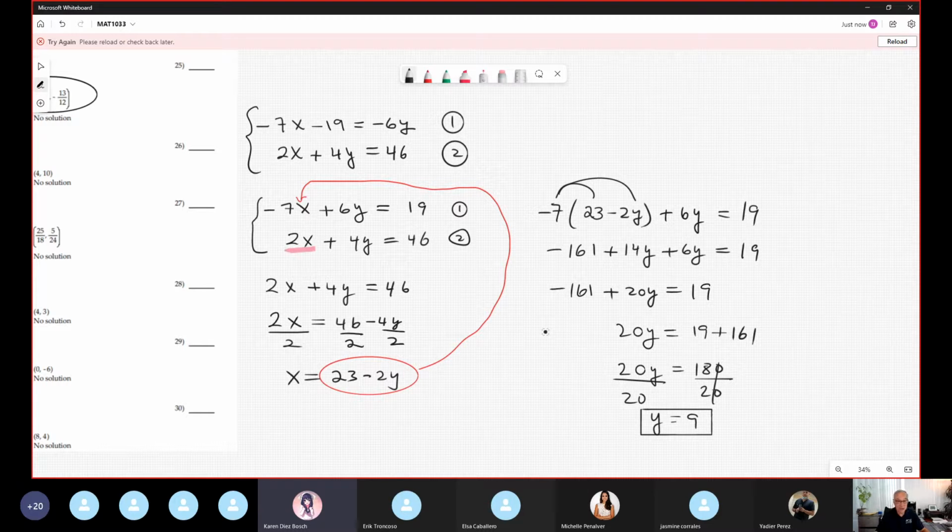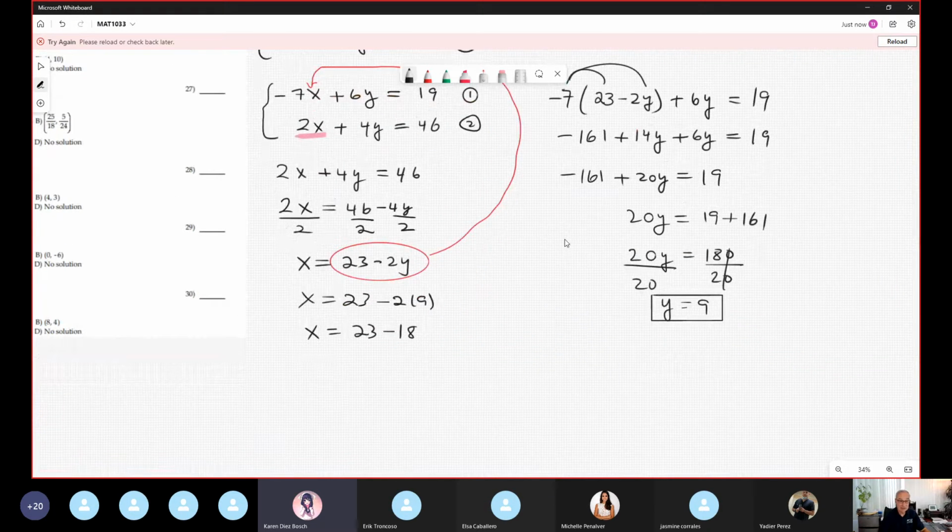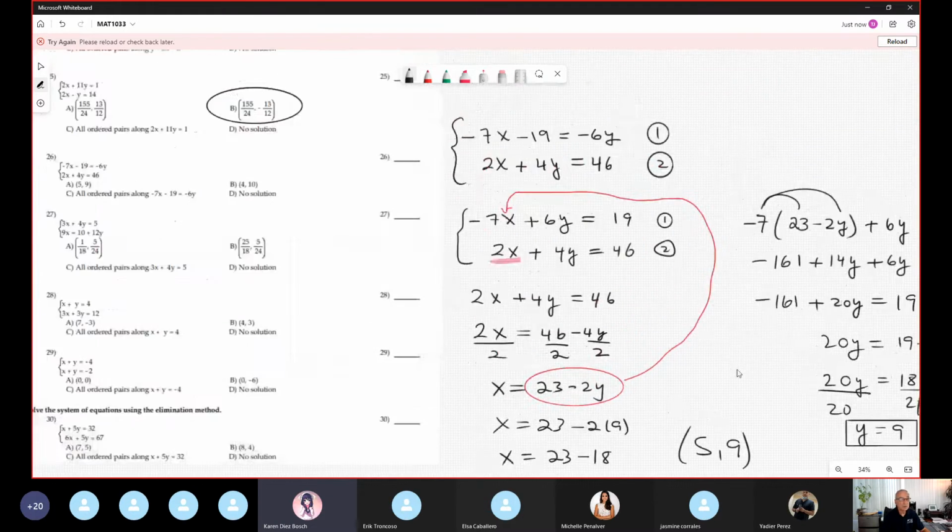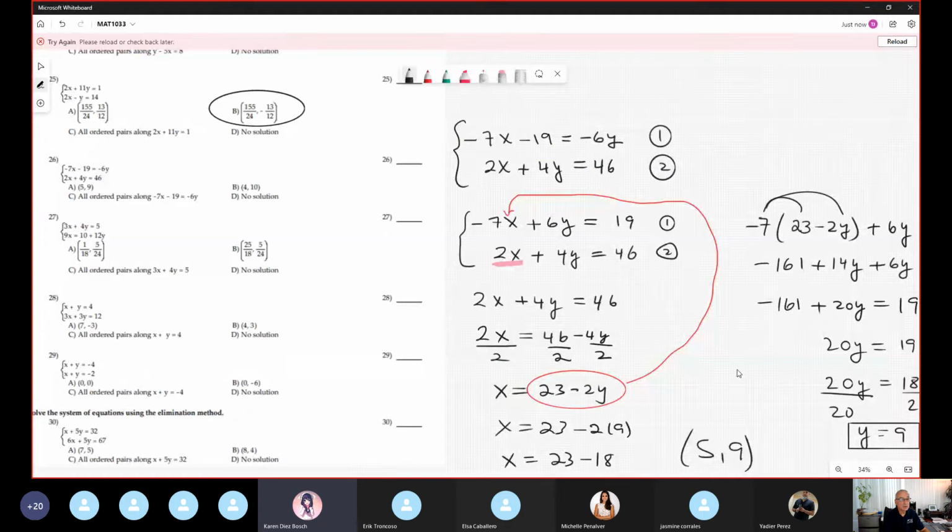Now, substituting this 9 here, x is equal to 23 minus 2 times 9, which is 23 minus 18, because 2 times 9 is 18, and the subtraction is 5. The solution then is 5, 9, like it all appears. Okay. What are we doing? 5, 9. Option A.